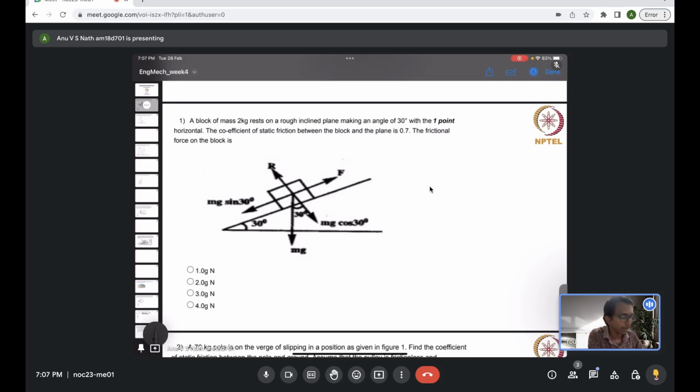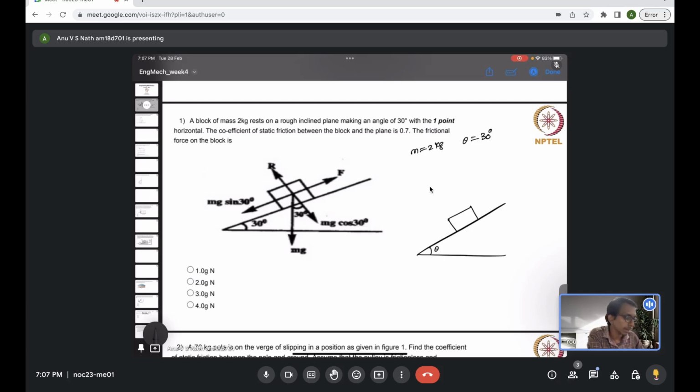So the resolution of force, everything is given in this picture, but I will anyway do it once again. Basically we have a block of mass 2 kg. So m is 2 kg, which is resting on an inclined plane, with the angle theta being 30 degree. First of all, we have to check whether this will be in equilibrium or not.